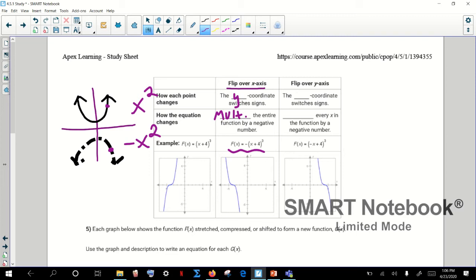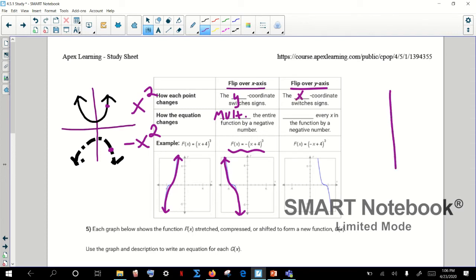So if we're looking at this cubic function here, it's a little bit harder to see what we're doing, but if we flip it over the x-axis, the y-coordinates switch, and it's just like you were reflecting over that x-axis. Now let's talk about flipping over the y-axis. If you flip over the y-axis, the x-coordinate changes sign.